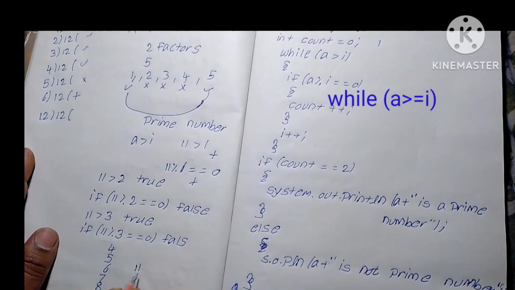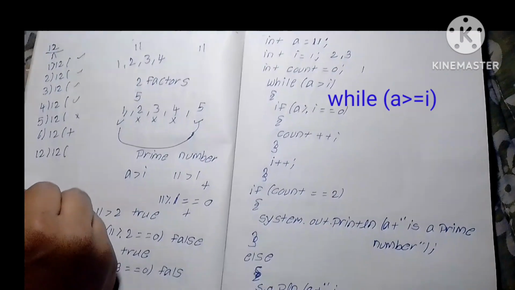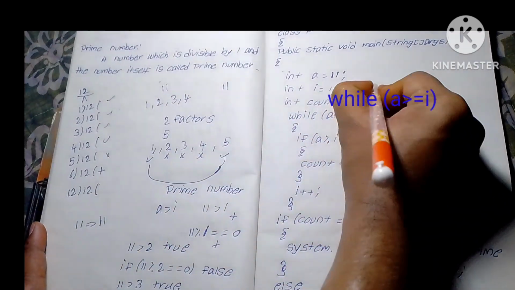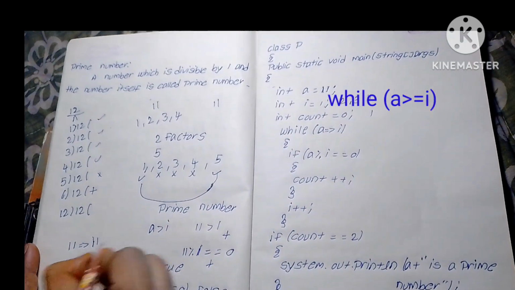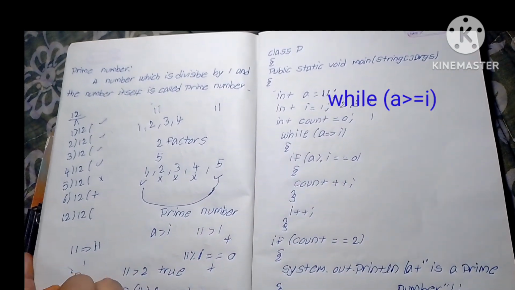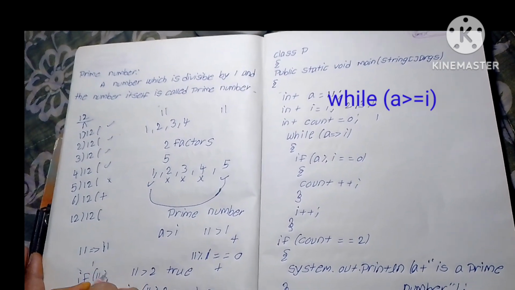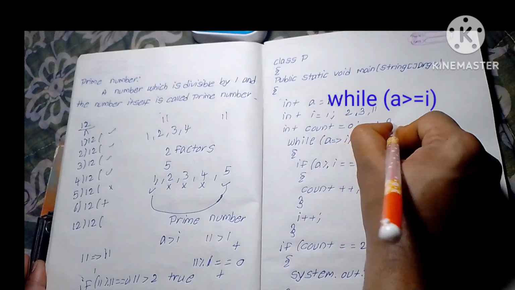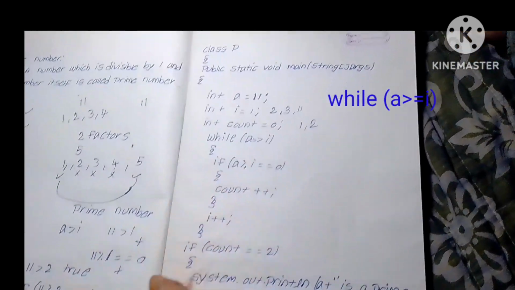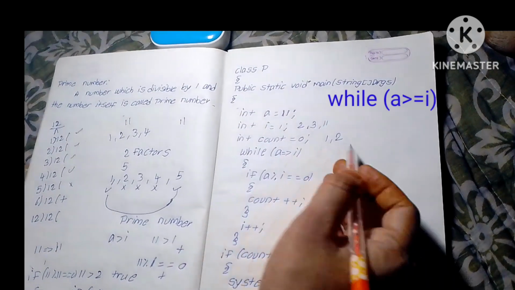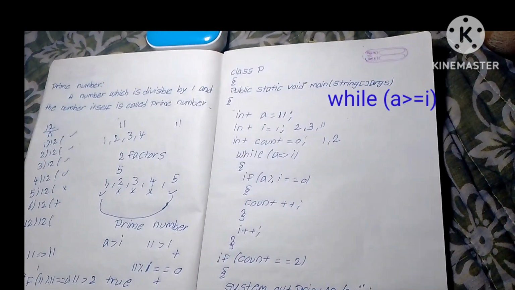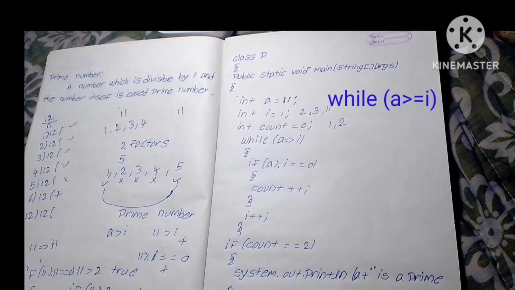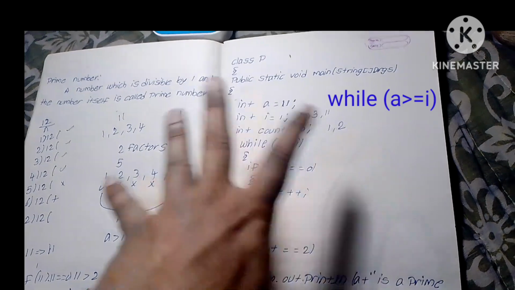So when i becomes 11, the while condition is true. The if condition is also satisfied, 11 modulus 11 is equal to 0, then the count increases, count becomes 2. So after the while loop, when count is equal to 2, System.out prints that 11 is a prime number. When count is not equal to 2, we will say that it is not a prime number. This is how we write the program.